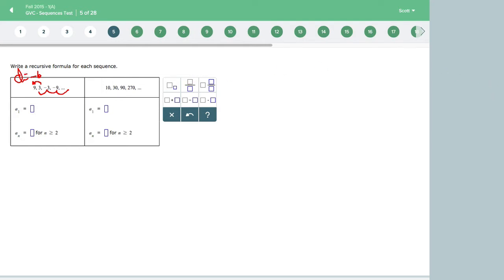So now we have enough to do that entire formula. A sub 1 is, and what's our first term? Our first term is 9. And then with arithmetic, it's always going to start with a sub n equals a sub n minus 1, just like it's on that sheet that you were given, the sequence formulas. Now, here's where we put the common difference. Common difference is minus 6. Okay, and that's how you do that first part.